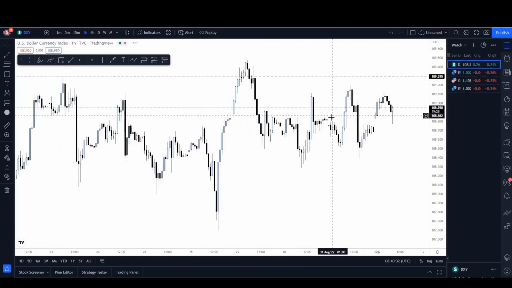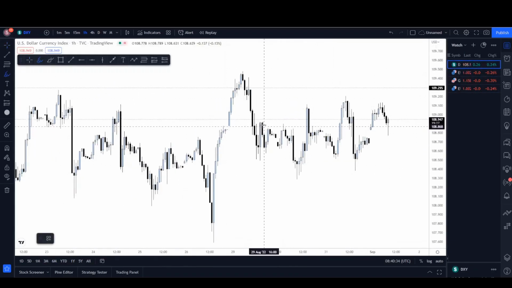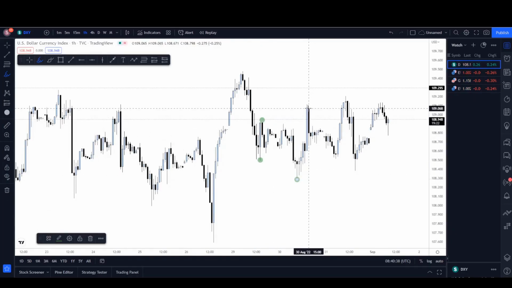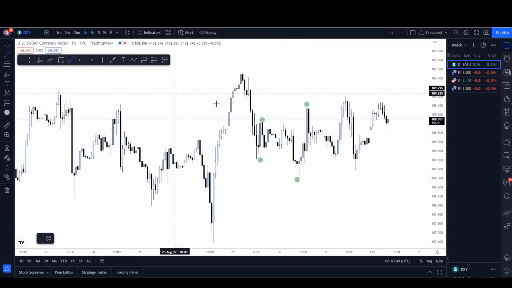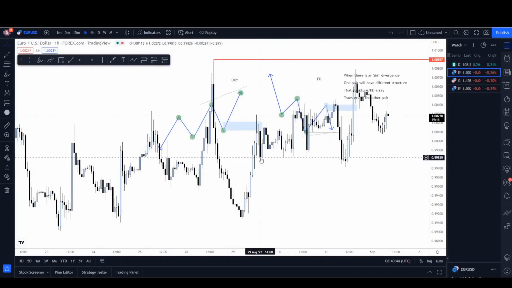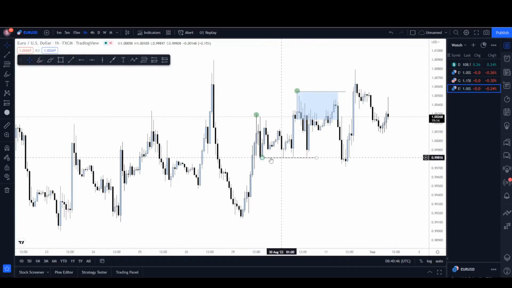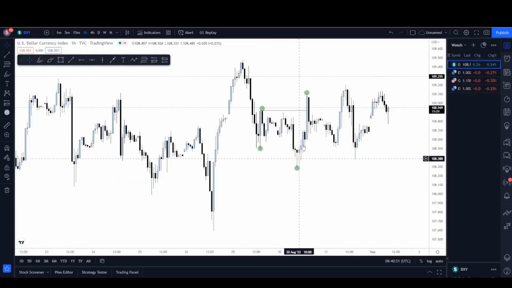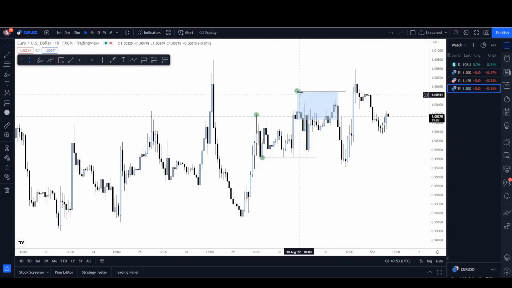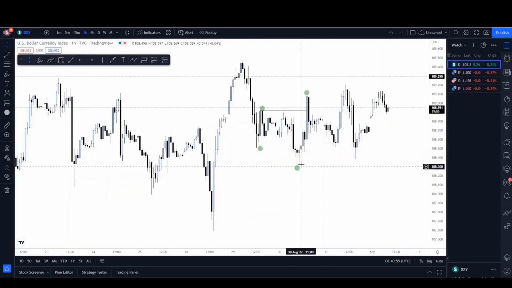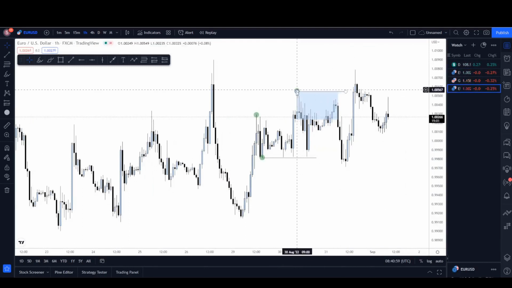If we go over to the dollar, price made a lower low, and then it broke to the upside, okay? Whereas EU failed to create a lower low. So now we have different structure points. Dollar structure is bullish, and EU structure is also bullish. This low here on the dollar is this high here on EU.